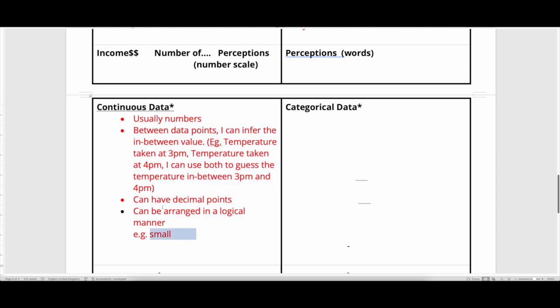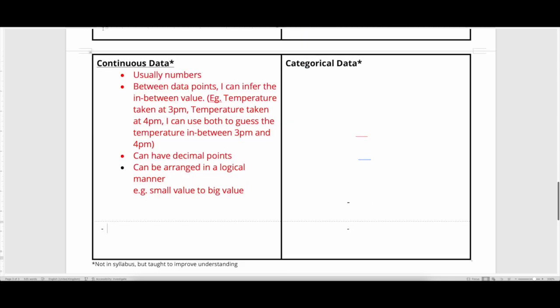So for example, the temperature I've shown you, I can arrange from small value to big value. Now it is the arrangement of the value, not the name. So I can give you an example for continuous data. Maybe I can go for weight. Weight is a continuous data, right? I can arrange it in a logical manner. There's decimal points, and there's in-between data points. I can infer in-between value.